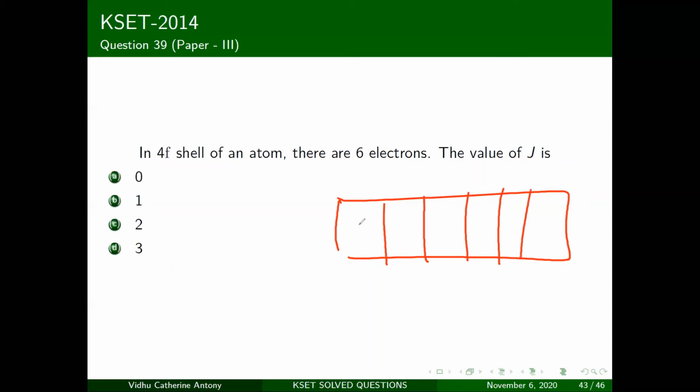So let's draw the f shell. You have 1, 2, 3, 4, 5, 6, and 7. Each of these can fill up 2 electrons, right? But you only have 6 electrons, so you have to fill it according to Hund's rule of multiplicity. So you have 1, 2, 3, 4, 5, and 6. Each of these has a half value, so half into 6 should end up giving you the value of J for this entire system as 3. So it's pretty simple to do that.